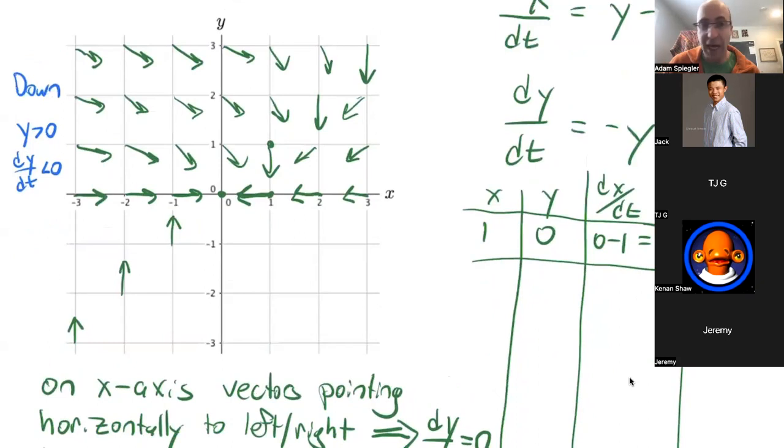And all of these vectors, I haven't drawn that many of them over here, are going to point up when y is less than 0, since dy/dt is going to be positive for all of those. Yeah, this is great. These are exactly the types of observations that are really helpful to hone in on.